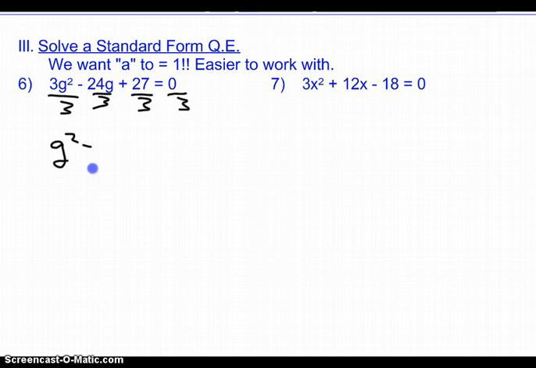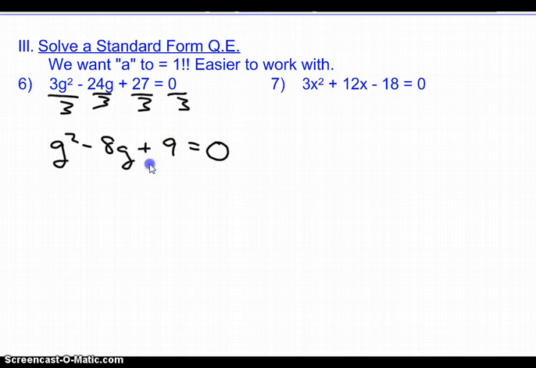So divide everything by 3, all sides by 3, and we end up with g squared minus what? Good. Plus 27 divided by 3, 9, equals 0. So do we now have a perfect square trinomial? We have g squared, we have 9. Is the middle 2ab?